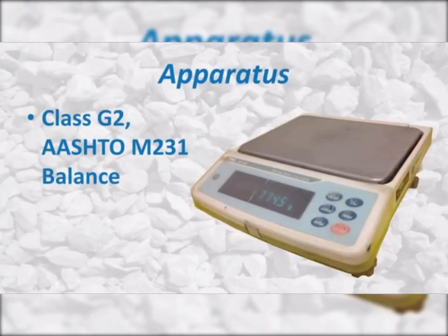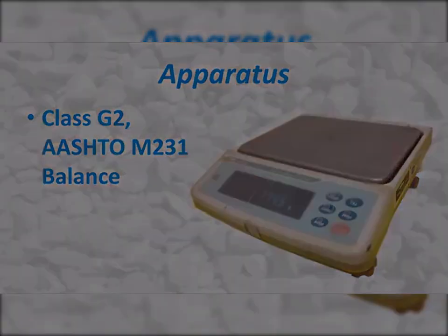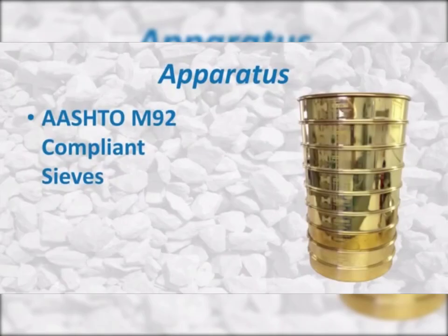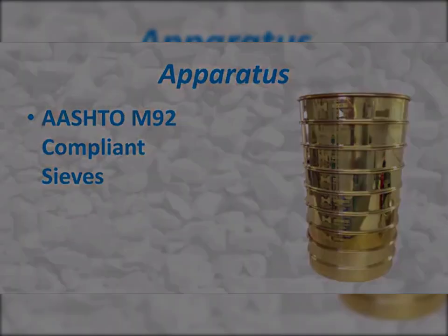A general-purpose Class G2 AASHTO M231 electronic balance shall be used to weigh all materials for this test method. This balance is readable to 0.1 grams and shall have sufficient capacity for the size of the sample tested. Sieves shall be mounted on suitable frames designed not to leak and shall conform to AASHTO M92.